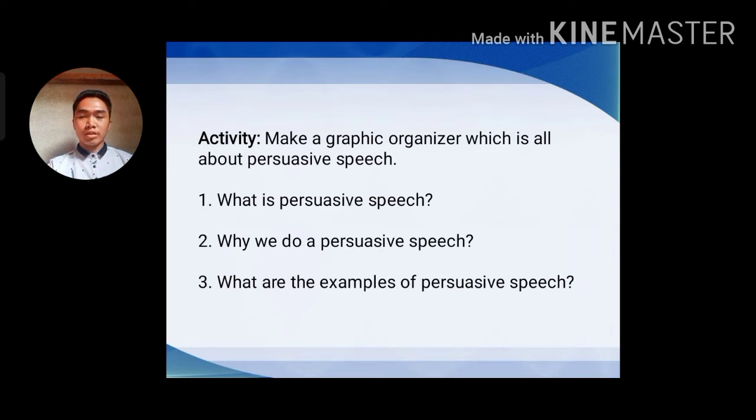Now, please proceed to your groups. At the count of 5, you should already be in your respective groups. 1, 2, 3, 4, 5. Okay, so the directions of your activity: make a graphic organizer all about persuasive speech.